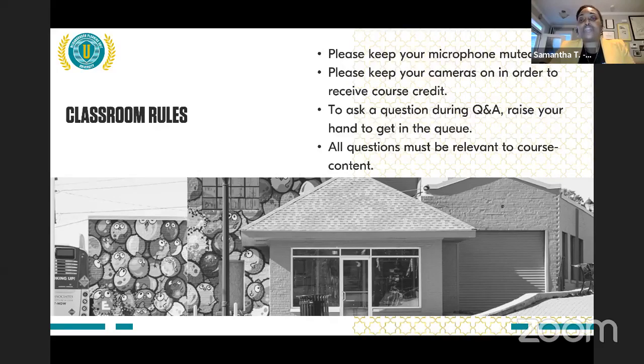To ask a question during the Q&A, raise your hand to get in the queue. Please don't burst out. I know sometimes you have a really good idea or something comes to mind, and we just want to respect the order and keep order. So we ask that you just raise your hand, and I'm going to show you all how to do that on the next screen. Also, we hope that you keep all questions relevant to course content.